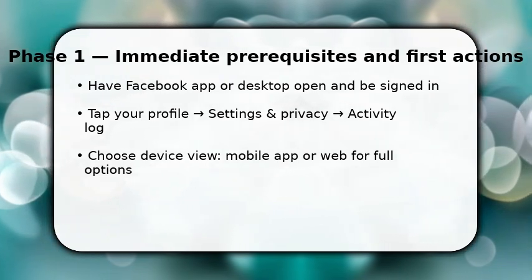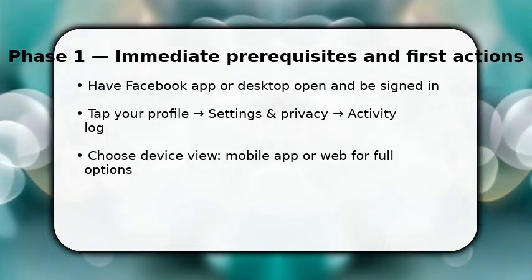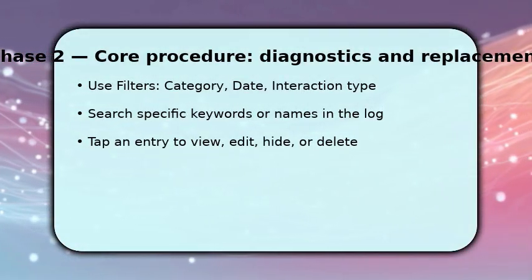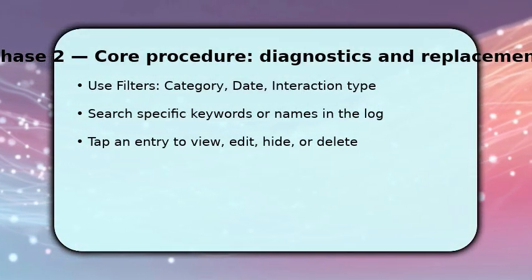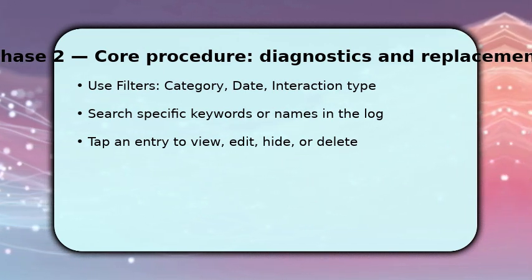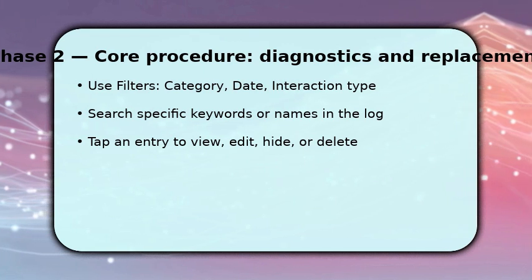Once in Activity Log, use the Filters menu to narrow results by category, date, or interaction type. This helps you find posts, comments, or reactions quickly. Then use the search field to locate keywords, people, or pages, because scanning manually wastes time.